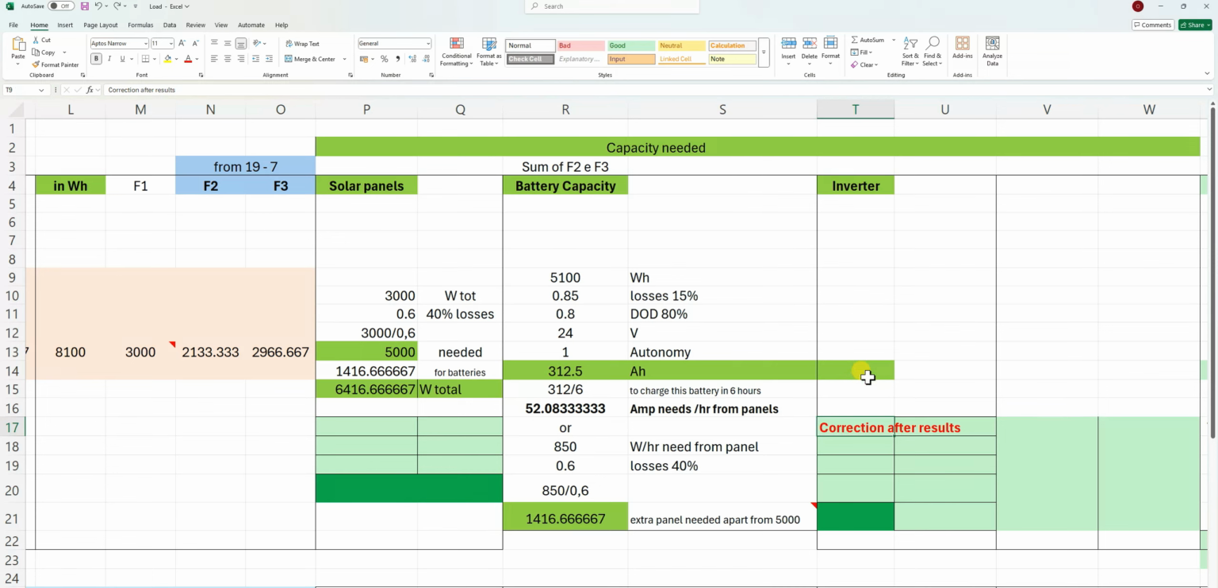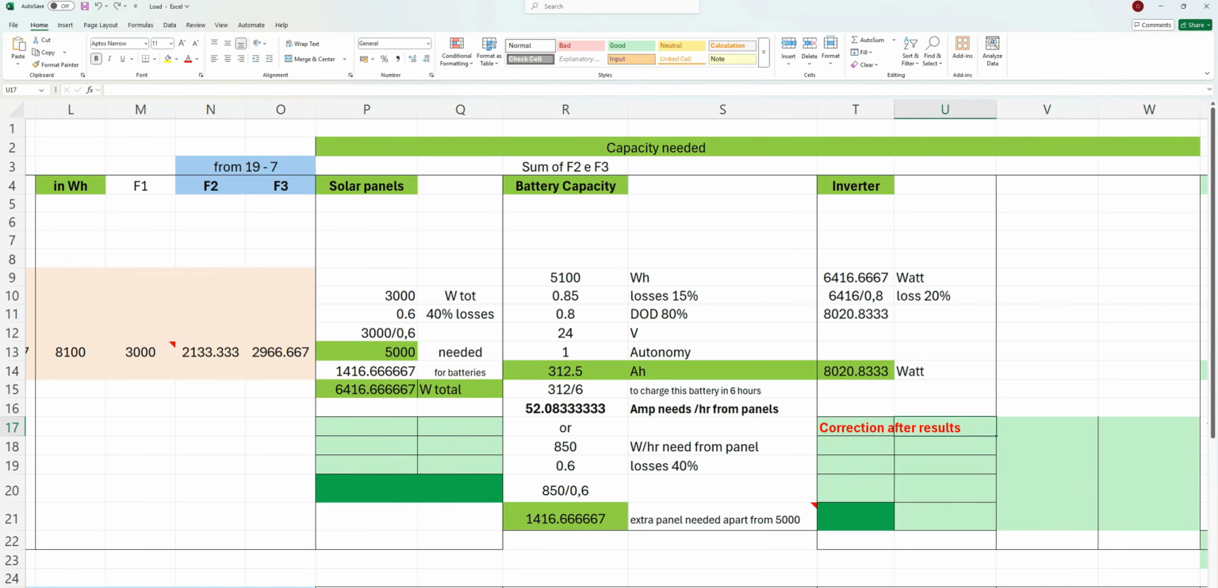So I will take the value that I have just calculated. We have 6000 watt, then we have to take the losses of 20%, so I have to divide by 0.8 to account for the losses, so it's roughly 8 kilowatt of system. So I need an inverter of around 8 kilowatt, or 8.5, or even 9 kilowatt.